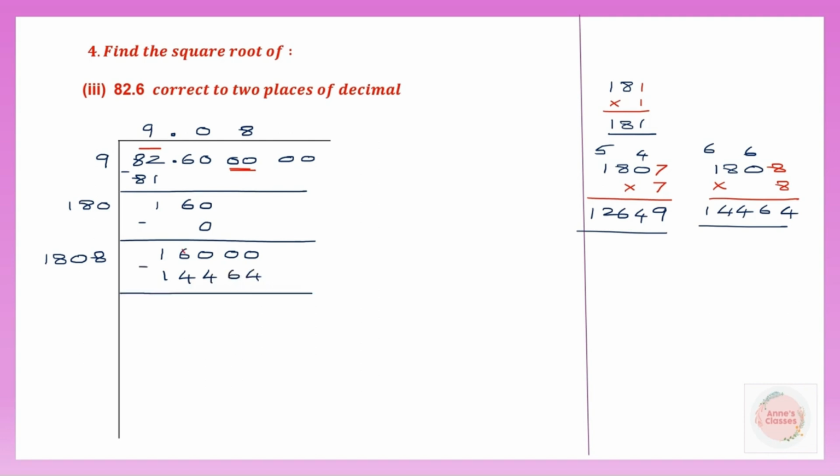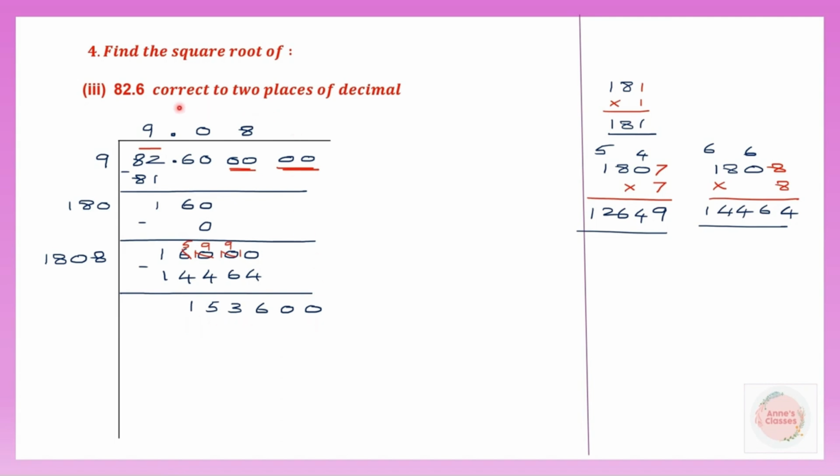So here we have to borrow from 6. 10, which becomes 9, 10, 9, 10. So 10 minus 4 is 6, 9 minus 6 is 3, 9 minus 4 is 5, 5 minus 4 is 1. Now we bring down the next pair of zeros. So we have 2 more zeros. So what is our number now?